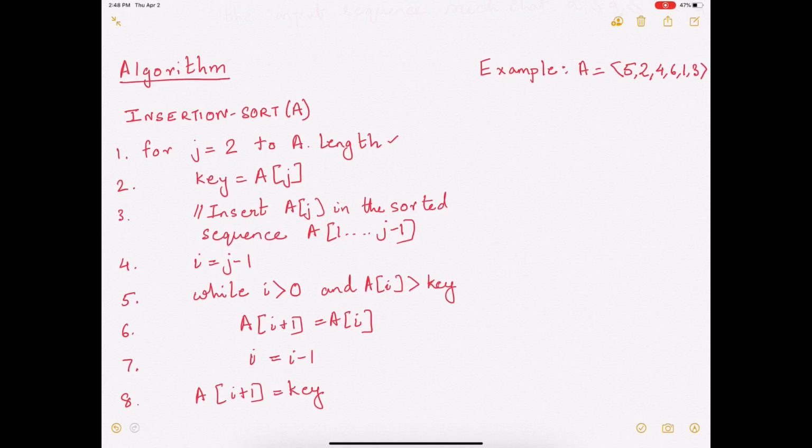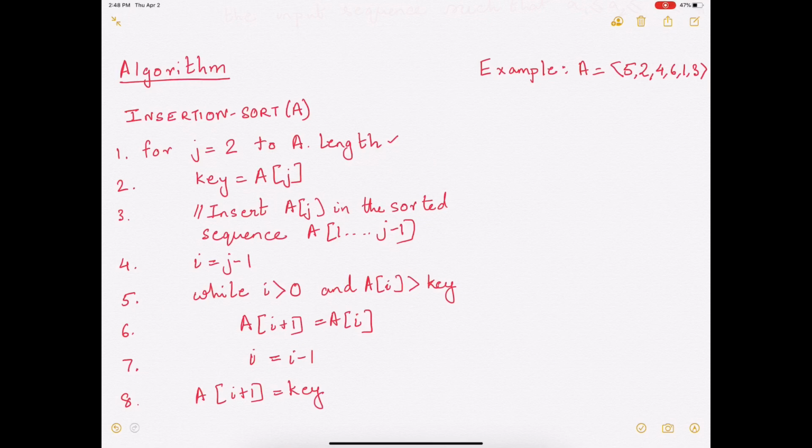Now, what are you going to do? We are going to initialize a new variable i that is equal to j minus 1. So wherever j is pointing to, say j is 5, you have an i which is one step behind it, which is j minus 1. That's where i is. Now you are going to constantly decrement i.